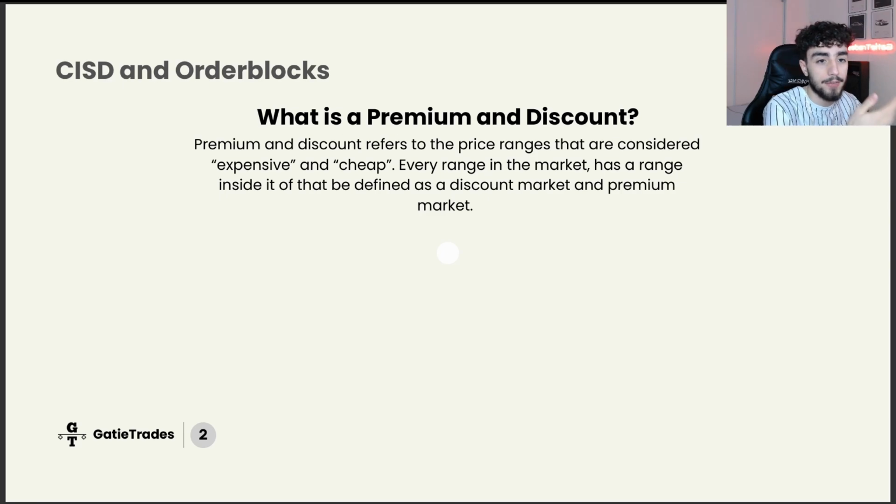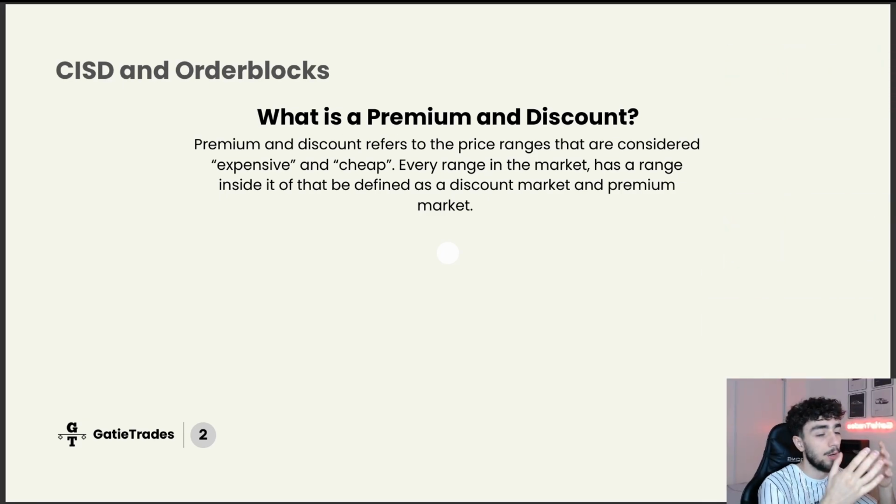Most people know what this is, but if you do not know, I'll move my camera over here, I'll cover it for you guys. Premium and discount, in very simple terms, refers to where in price it is expensive or cheap. So premium is expensive and discount is cheap, right? If you want to be technical, premium and discount refers to the price ranges that are considered premium, expensive, or cheap, discount. Every single range inside the market can be identified within that range, and every single range has a premium and discount.